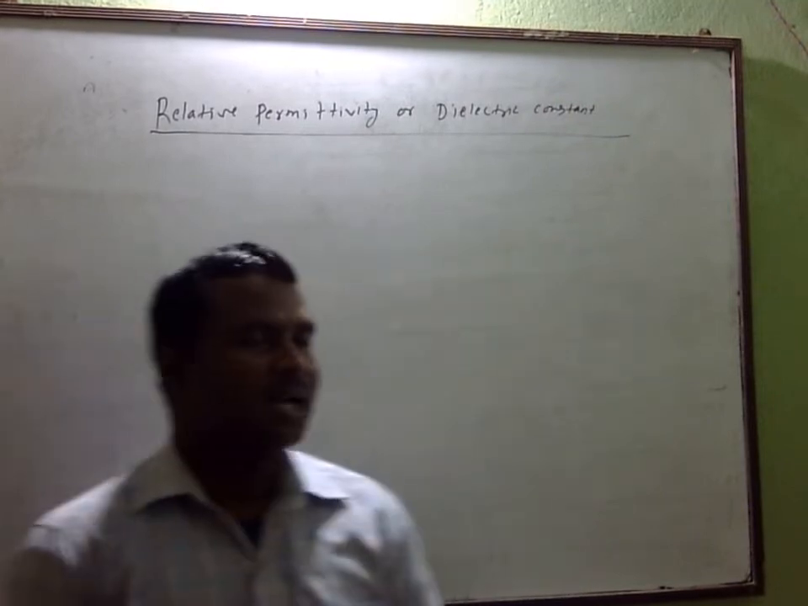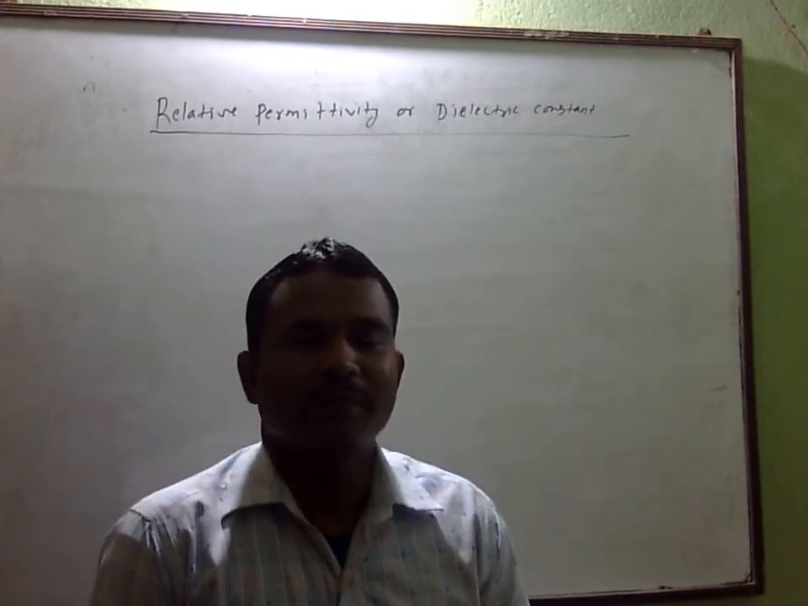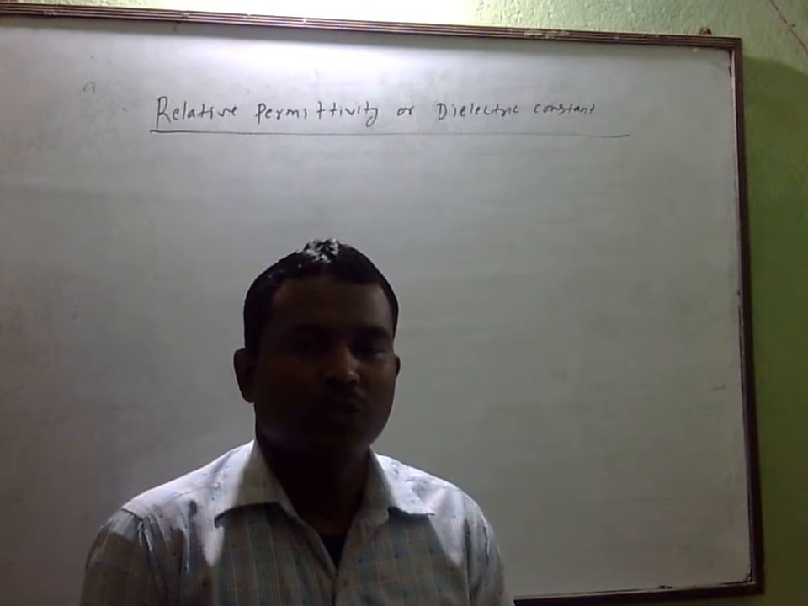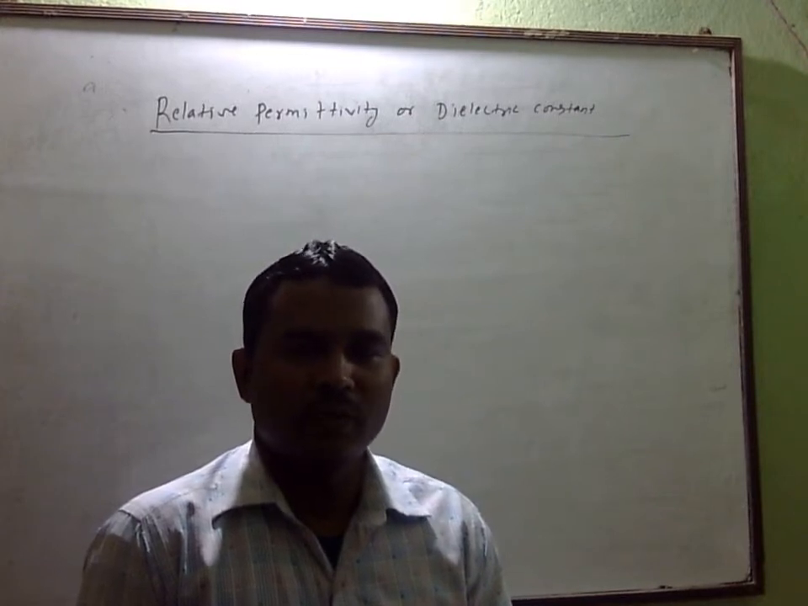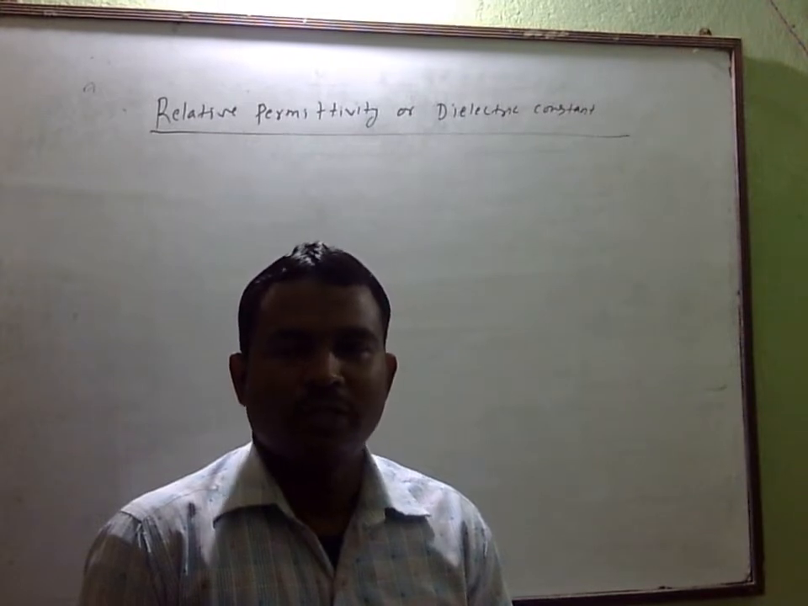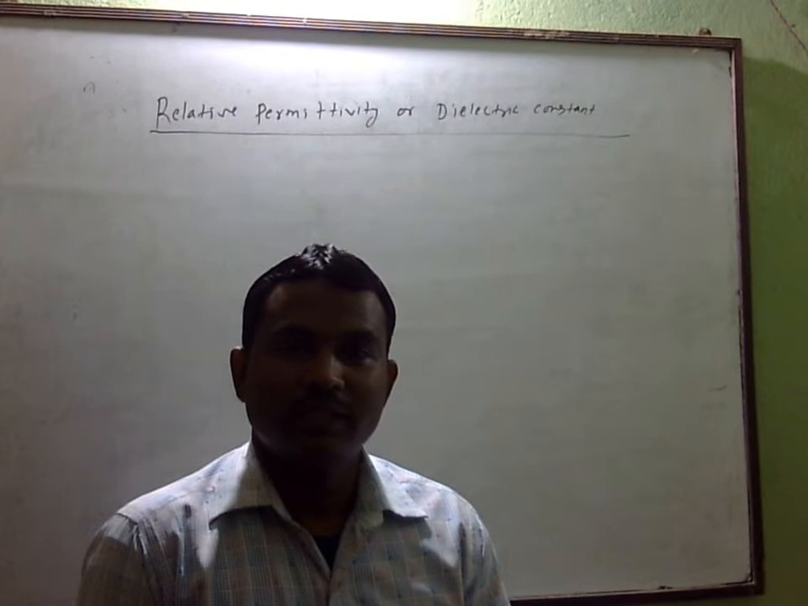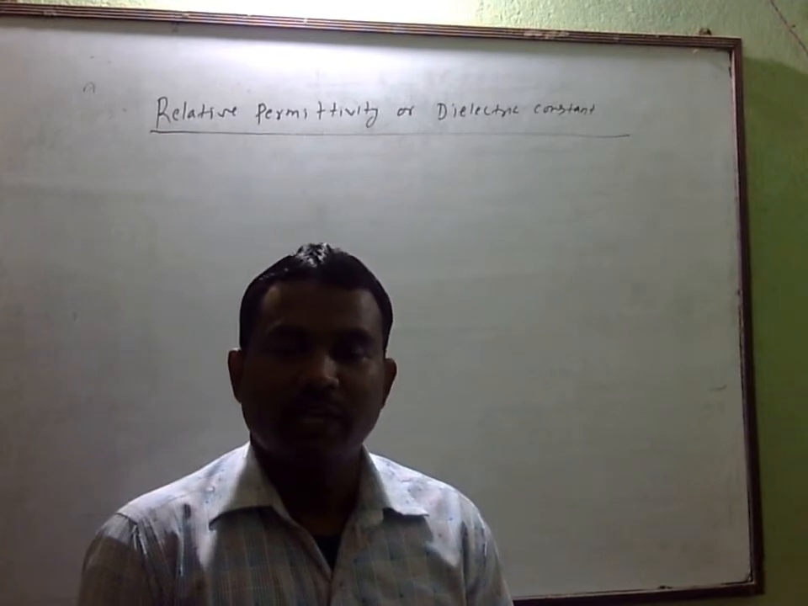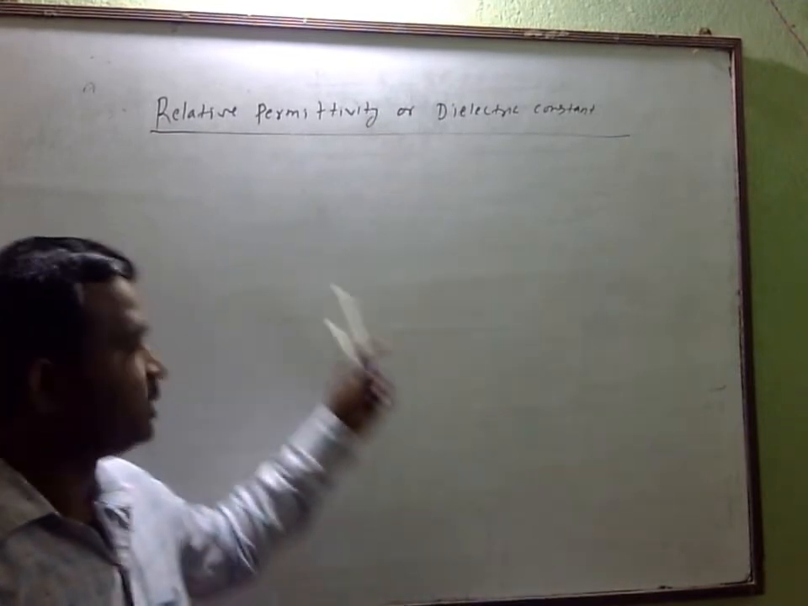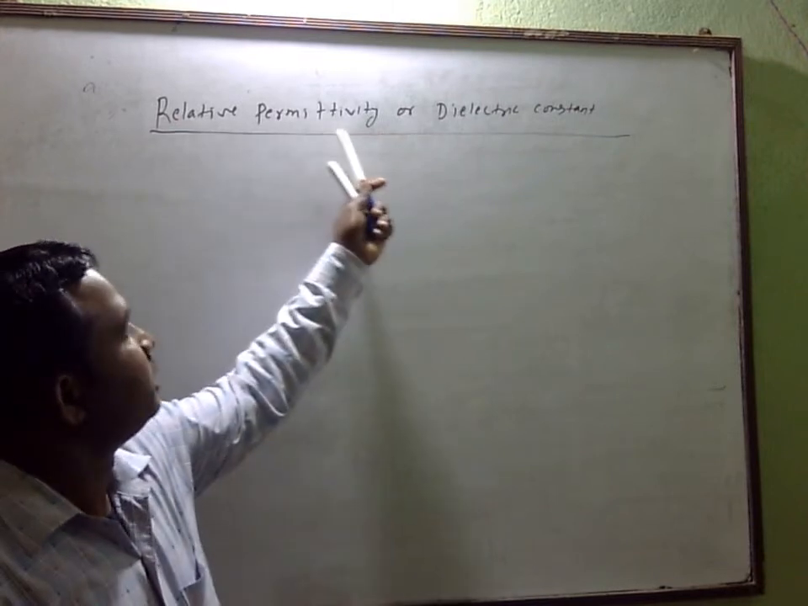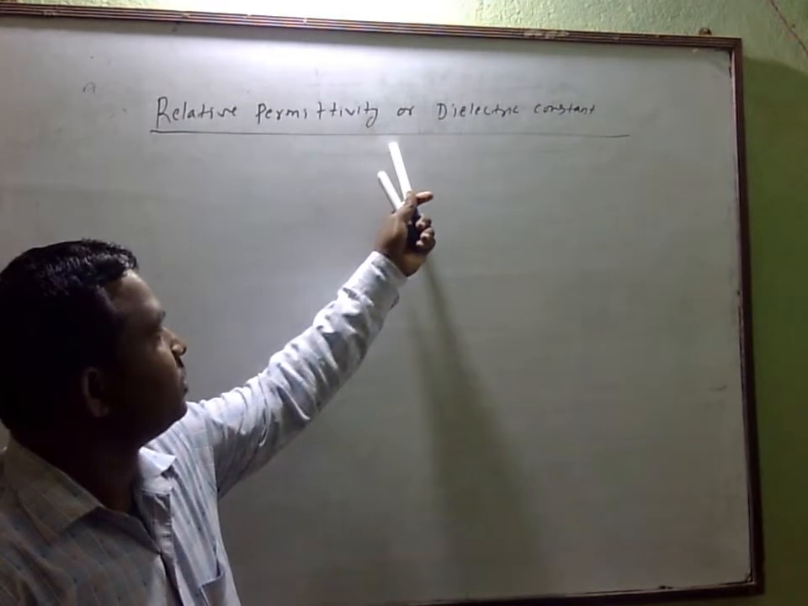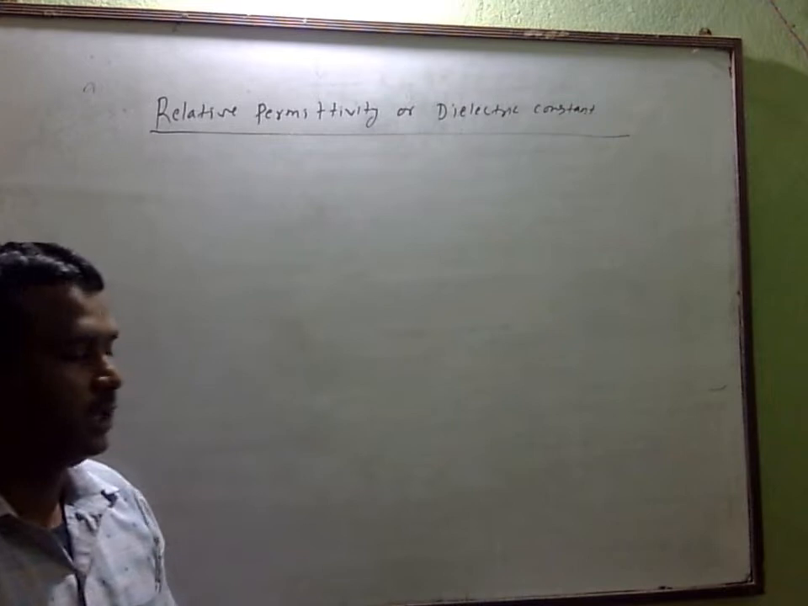Students, in the last classes we discussed Coulomb's law in electrostatics. I think you all may have understood that formula. Now, related to that, we have the next topic, that is relative permittivity, which we can also call the dielectric constant.